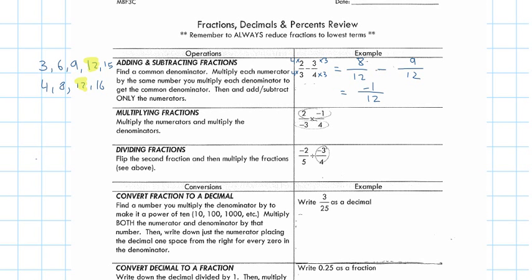Now, when you multiply, it's much easier. With multiplication, you just have to take your numerators and multiply them together, take your denominators and multiply them together. It doesn't require you to have a common denominator. Okay? So all you have to do is take the 2 and multiply it by -1. So that's going to be -2. And multiply the -3 by the 4. That's going to be -12.